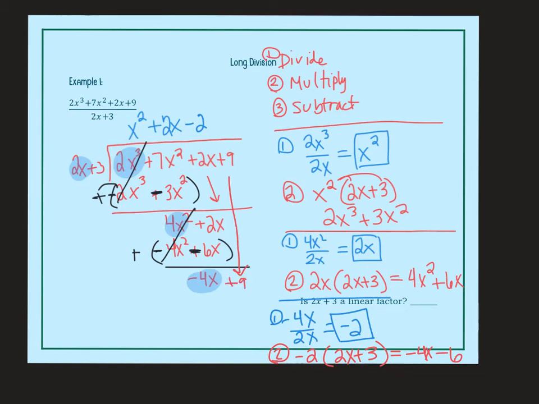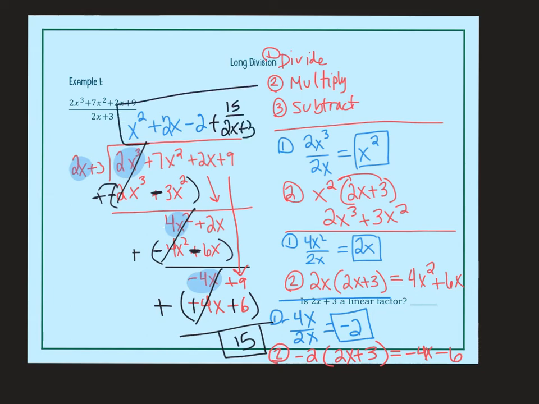Okay, so we get negative 4x minus 6, but we subtract, which means we're going to change both the signs. First term should cancel, and I'm left with 9 plus 6. This is my remainder. So my remainder is 15 over my divisor. This is your final answer.